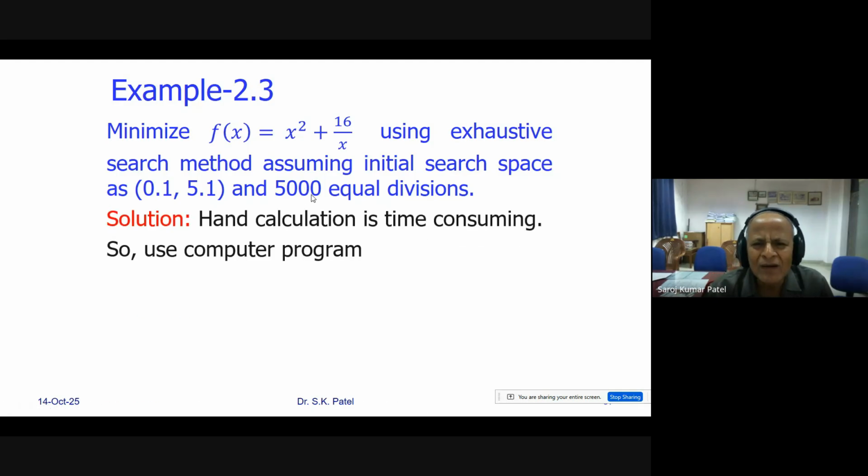But doing 5,000 calculations like this and reaching the optimal point will be very, very time consuming, and by hand calculation it will be impossible. You have to use the help of a computer program. So this algorithm for the exhaustive search method we can write using a MATLAB program or C program or Python program, whatever you are convenient with.